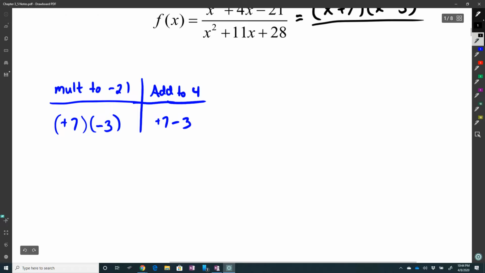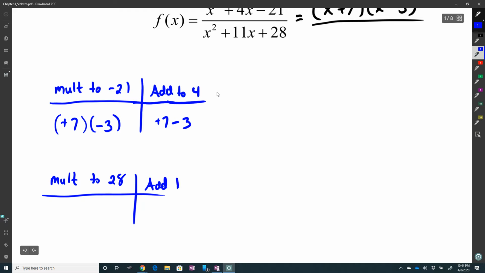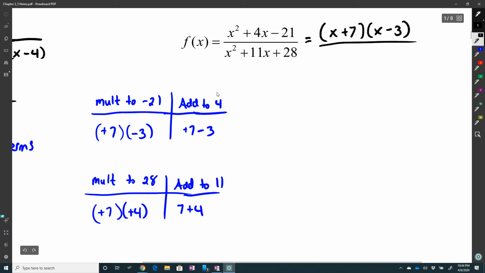Now I can do the same thing. For the bottom, I want two numbers that multiply to 28, but add to 11. And so let's see, that's going to be 7 plus 4. Positive for both of them, because 7 plus 4 gives me 11. So here it's going to be x plus 7, x plus 4. And there you go.